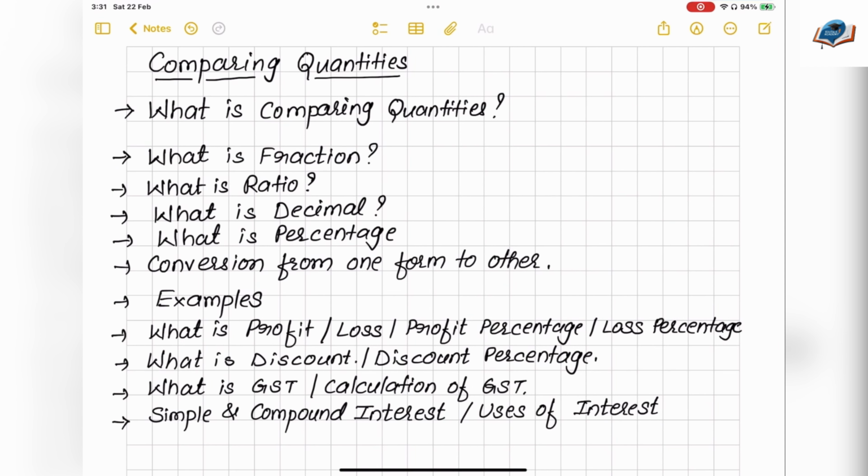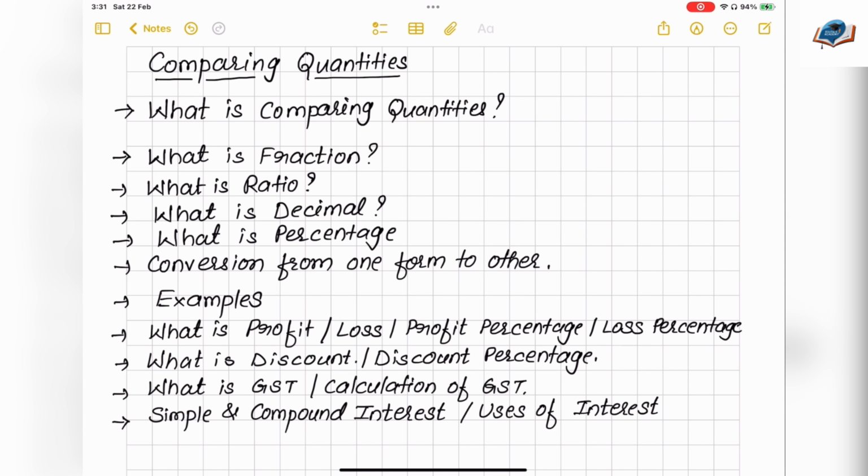Hello students. Today we are going to understand some of the basic concepts of comparing quantities of class 8. Now, the first and foremost point is what is comparing quantities. Then we will be discussing the regular day-to-day life where it is used. Then what is fraction, what is ratio, what is decimal, what is percentage. This you already have studied in the smaller classes, but again we will be doing that.